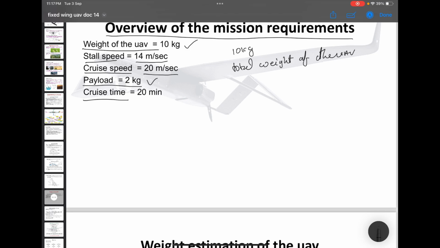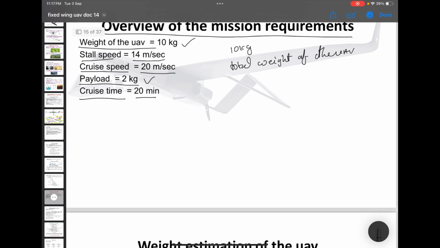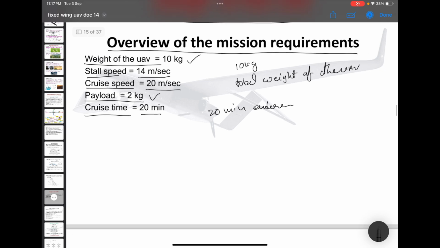Here I am going to design a UAV for 20 minutes of endurance. So these are the mission requirements. Based on this, we will design the full scale UAV.